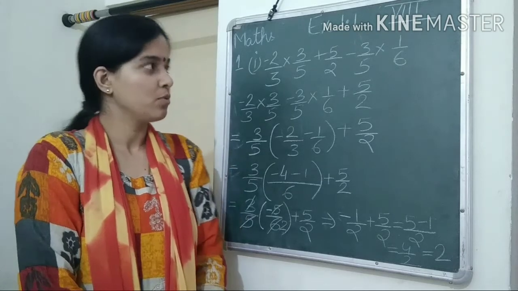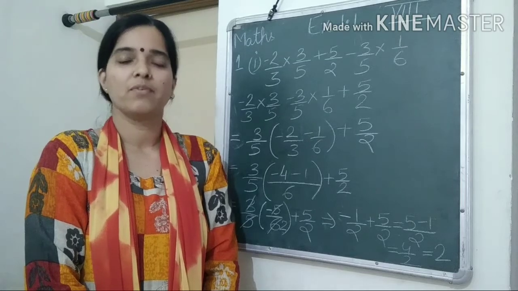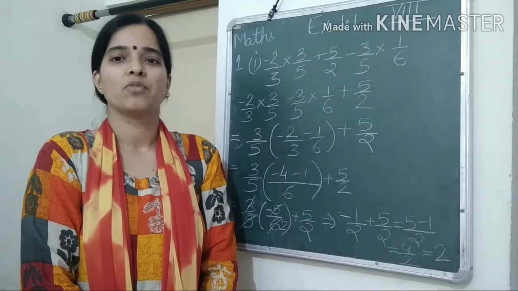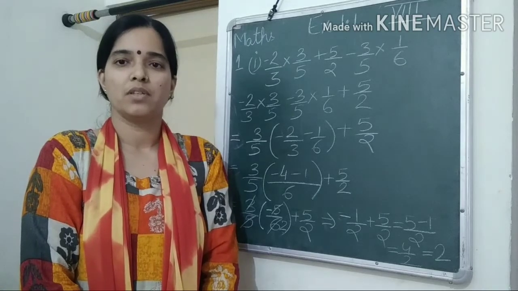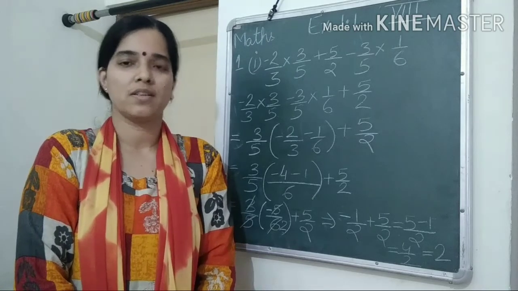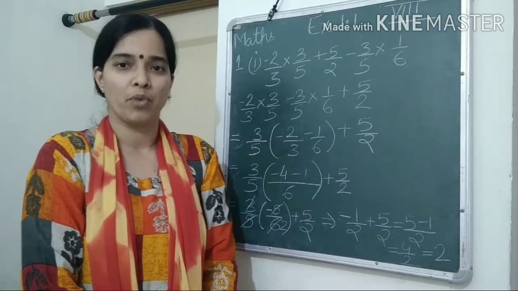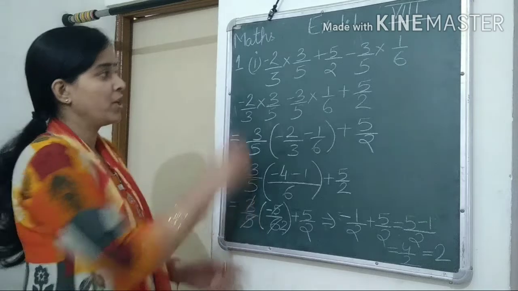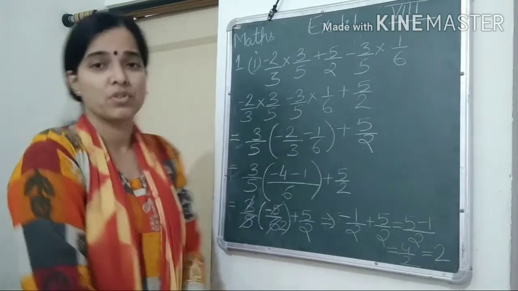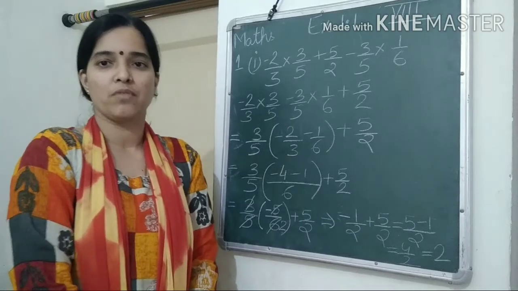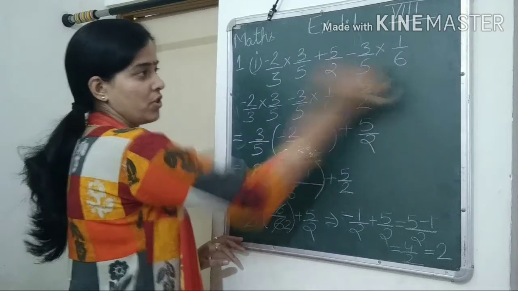Today I will introduce exercise 1.1 in front of you. Before it we have discussed what the types of numbers are, starting from natural numbers, whole numbers, integers and rational numbers. Today I will explain exercise 1.1. In exercise 1.1 the first question is to use the properties to find the values of the given expressions. So for it, this is your question.